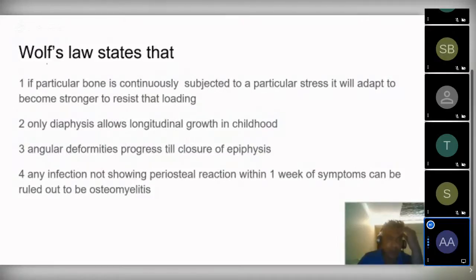Okay, so this is quite a common law, of course not necessarily applying only to bones. Please read the question carefully. Wolff's law states that if a particular bone is continuously subjected to particular stress, it will adapt to become stronger and resist the loading. Diaphysis allows longitudinal growth in childhood. Angular deformities progress till closure of the epiphysis, and any infection not showing periosteal reaction. Can anybody take this question? Apparently there are plenty of confusing choices, but the answer is straightforward.